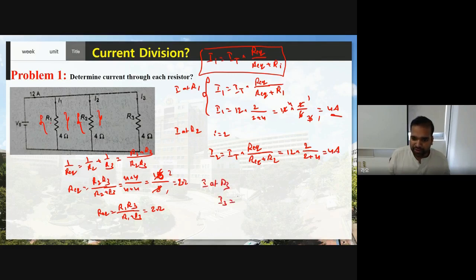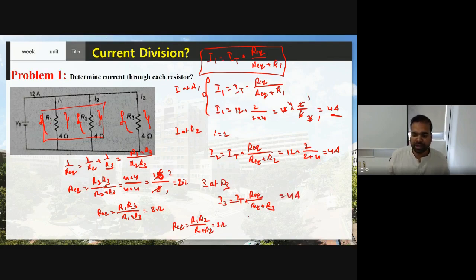Even if you find current at R3, what happens? I3 equal to IT into R equivalent by R equivalent plus R3. Yes or no? Now here you are finding current at R3. R equivalent means the opposite resistors of this. How many opposite resistors? R1 and R2. So here R equivalent equal to R1 R2 by R1 plus R2. Even if you substitute here, you get the same value because the resistance values are the same.